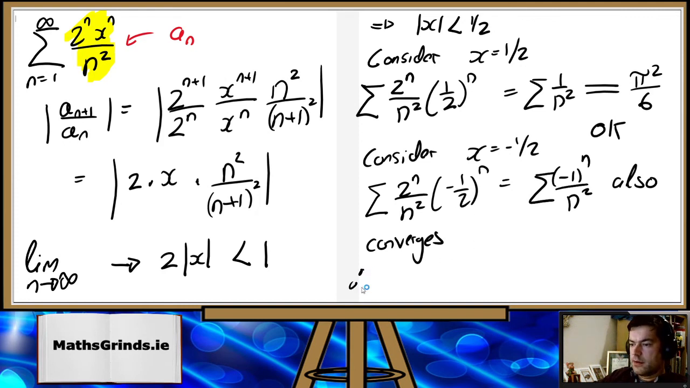So therefore, the series converges when x is between minus a half and a half inclusive.